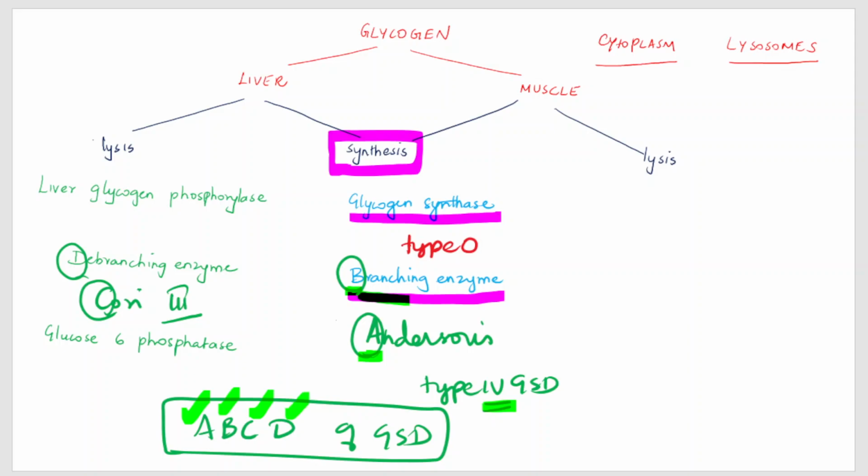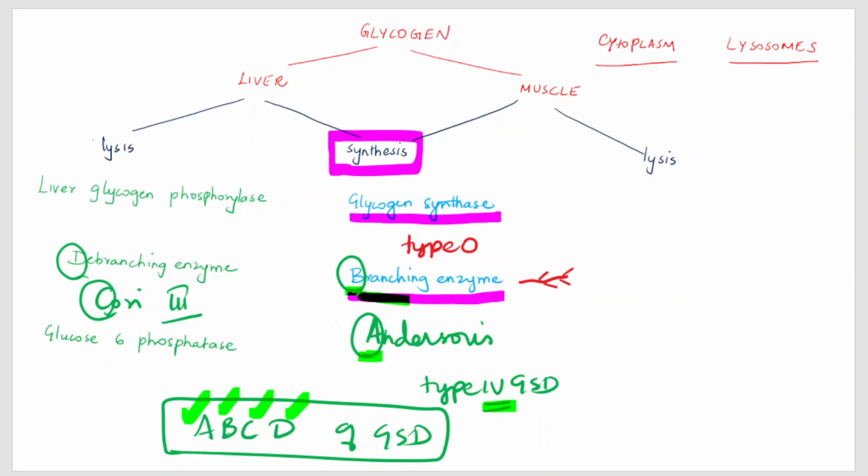So what happens when glycogen synthesis is defective, mainly due to a defective branching enzyme? There can be glycogen with fewer branches, right? So it can also be called amylopectinosis, because there are fewer branches.